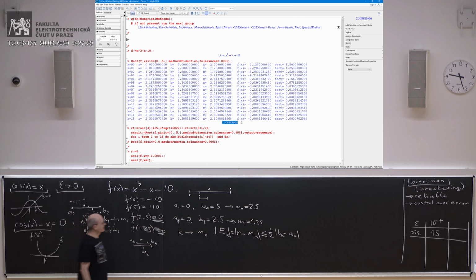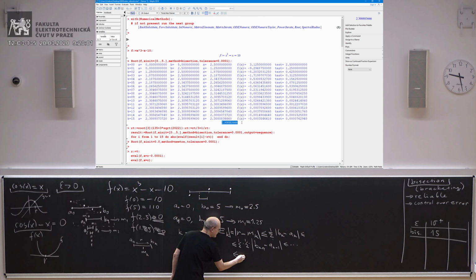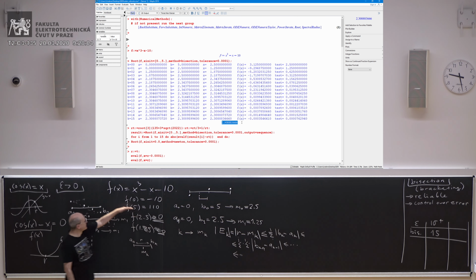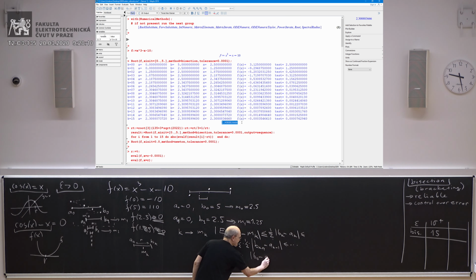Which is nice, but let's pass to another step. The interval b_k minus a_k, the length of it, is just half of the previous length, because at every stage the length of the interval is halved. So I can introduce another 1/2 here, and there will be b_(k-1) minus a_(k-1). And I can keep going like that. I can trace my way all the way to the start, and I obtain b_0 minus a_0.